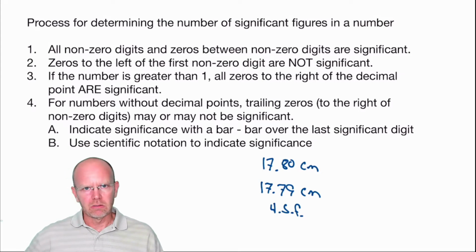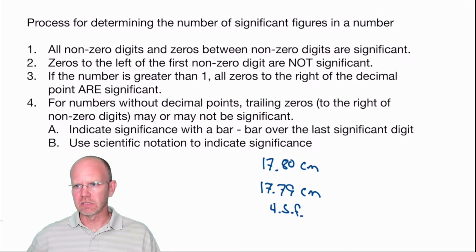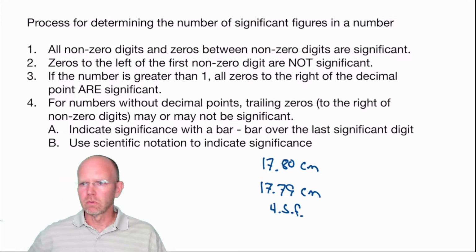The 17.80 has a trailing 0, so we need more information. There's a 0 on the right. It's hard to tell right off whether that number is significant. So let's keep reading the rules.